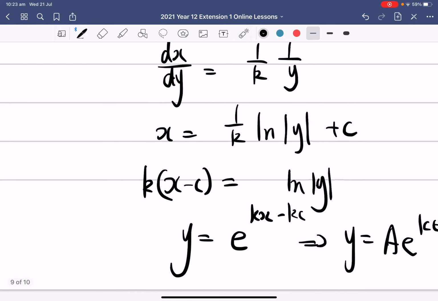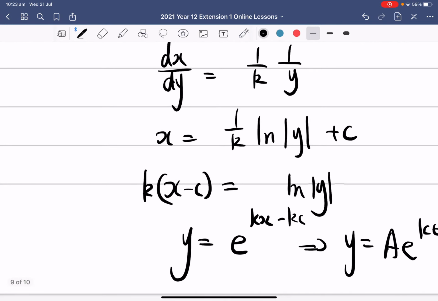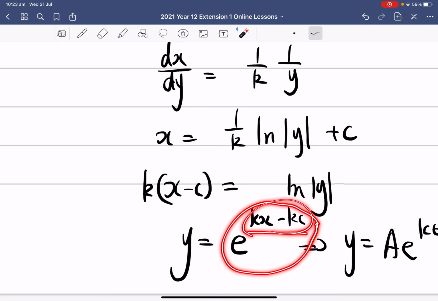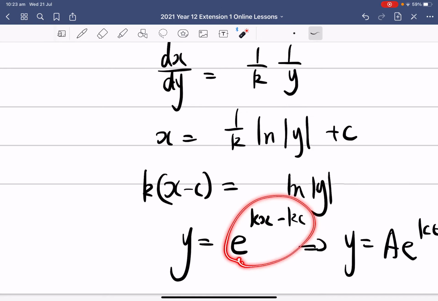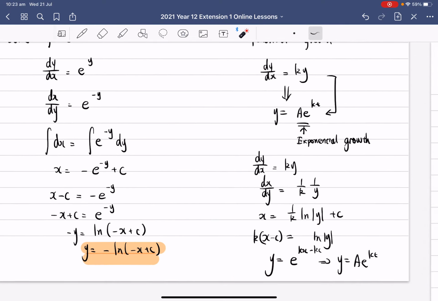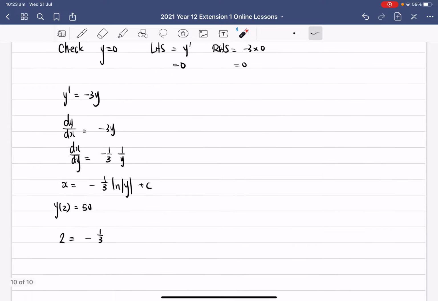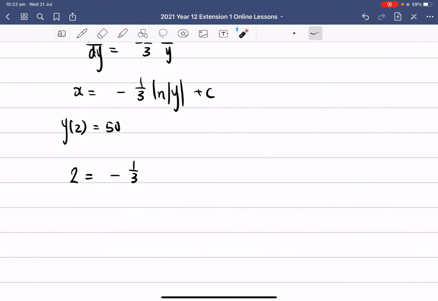Now the reason I can remove the absolute value is e to the power of kx minus kc doesn't matter what the power equals to. That e here is always positive. So that's why you can remove the absolute value and change the y to be a positive number. That is the reason. If you want to do it properly, yes, put the absolute value there.